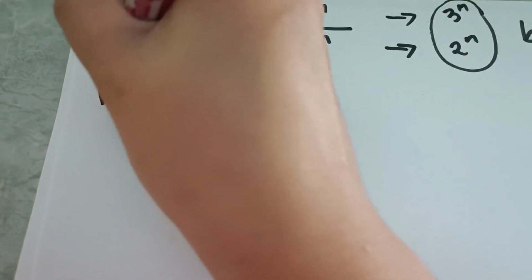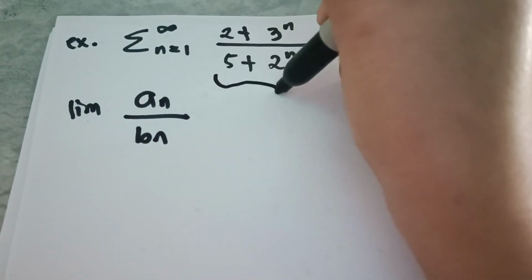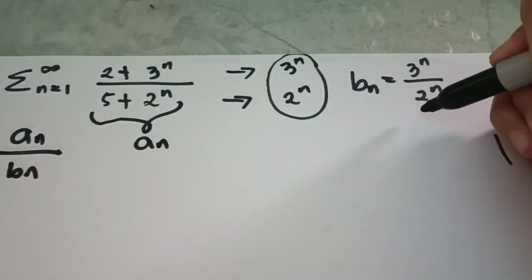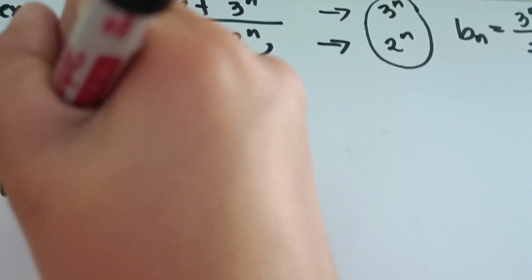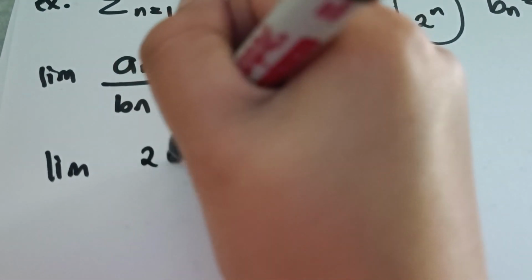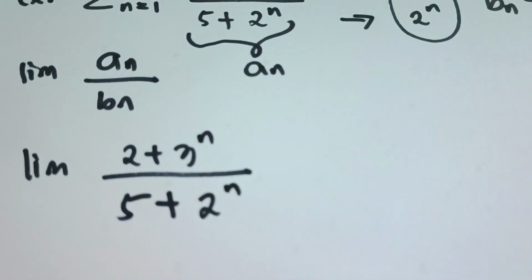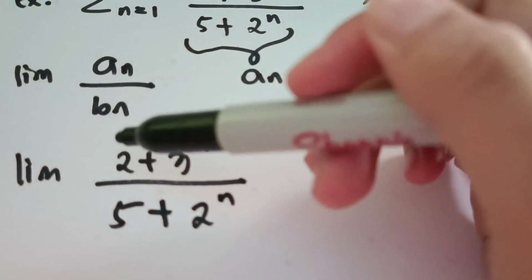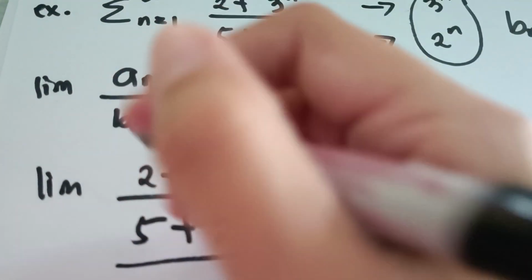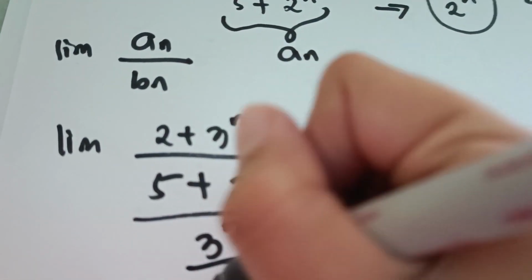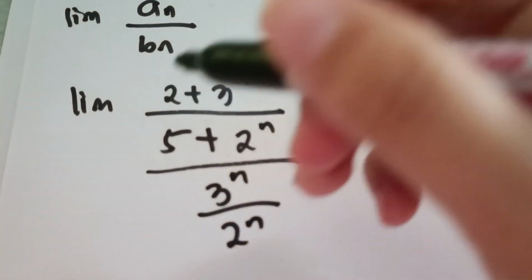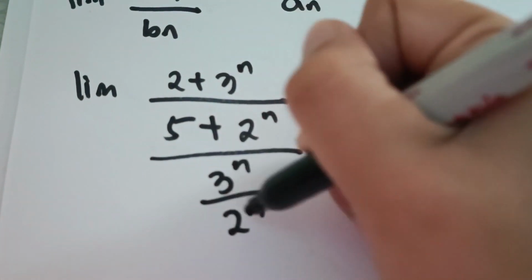So the limit here is a sub n over b sub n. So this is our a sub n, and this one is our b sub n. Limit of what is our a sub n? We have 2 plus 3 raised to n divided by 5 plus 2 raised to n. So we just divide it by b sub n. So we have 3 raised to n divided by 2 raised to n. Just simplify this one. We need to multiply the reciprocal of this one.